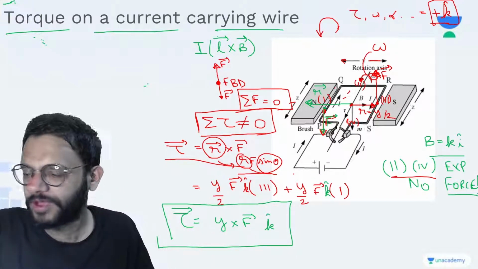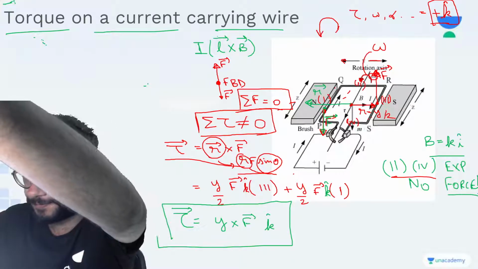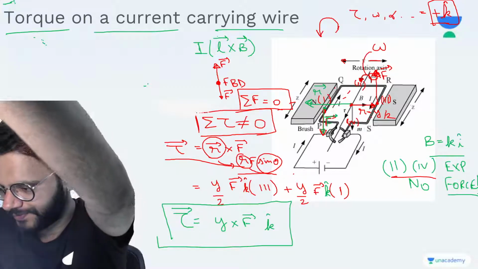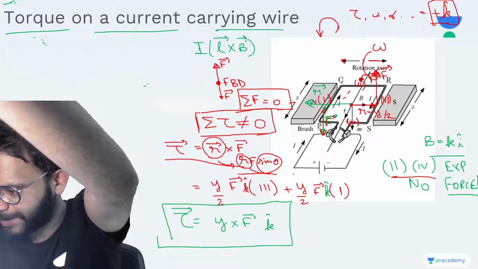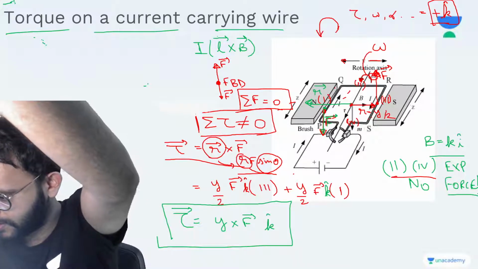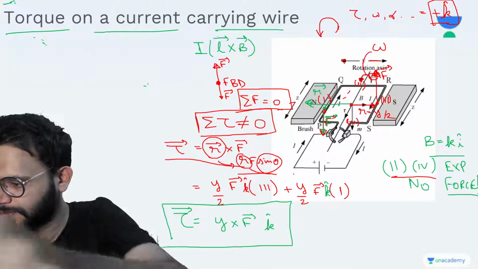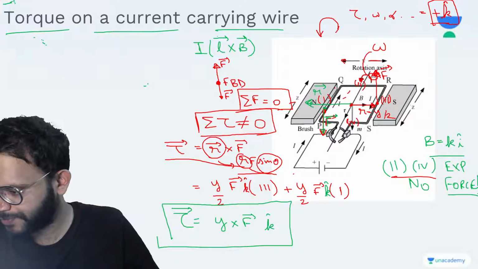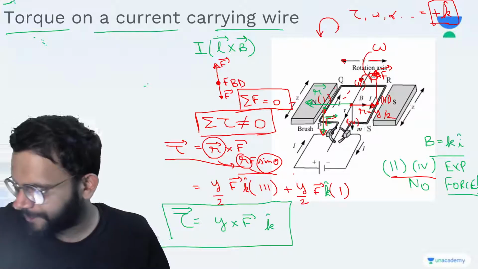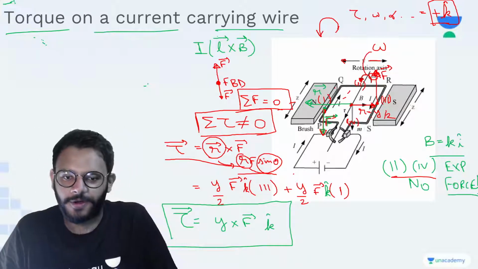So let's move ahead. Now, oopsies, 1 second. All right. So this was what the torque being calculated on this wire.